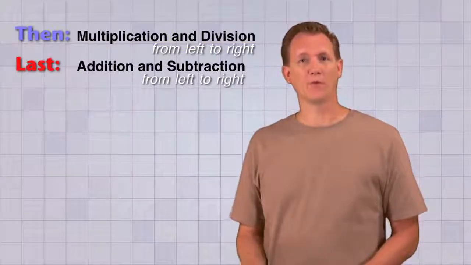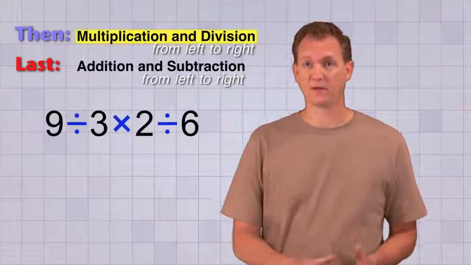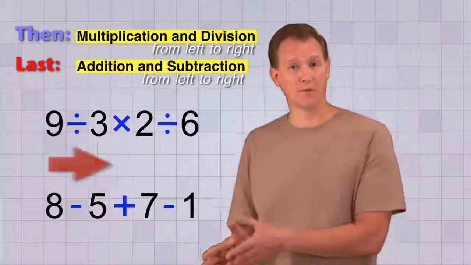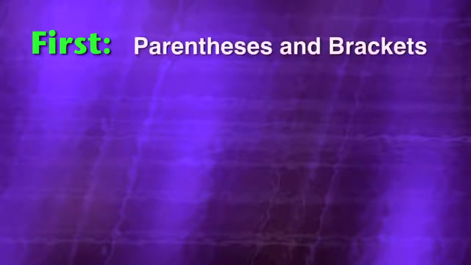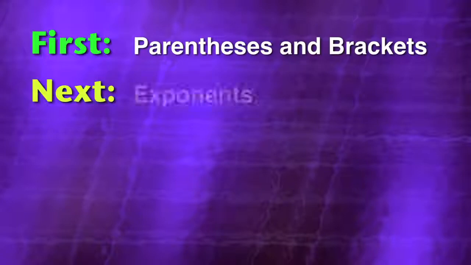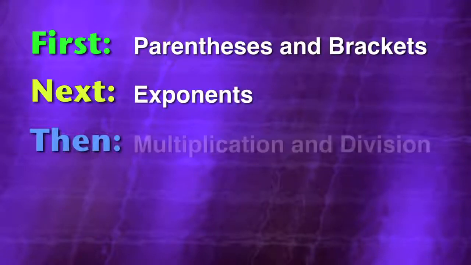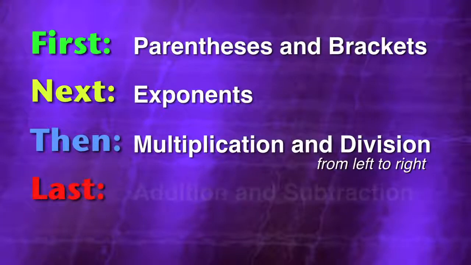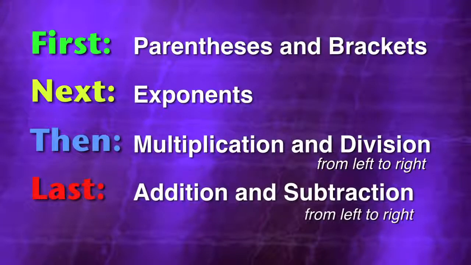So whenever you have a problem that has a mixture of multiplication and division, or a mixture of addition and subtraction, you know to do the operations in order from left to right. All right, we're just about done. But let's have one more look at all 4 of our rules before you start practicing with the exercises. The order of operations rules say, first, do operations in parentheses and brackets. Next, do exponents. Then, do multiplication and division from left to right. Last, do addition and subtraction from left to right.